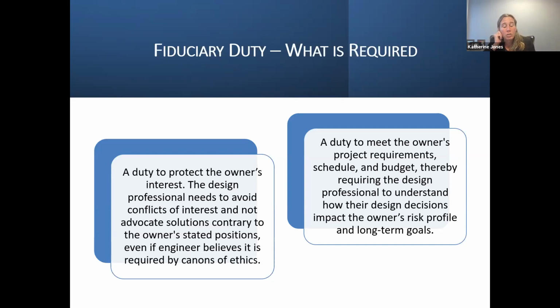Where you might get into some potential conflicts, maybe not, is when we get into green building, and we're going to talk about that in a slide or two. But what else is required by a fiduciary duty? You have to meet the owner's project requirements, their schedule and budget, and therefore you have to really understand how design decisions impact the owner's risk profile and long-term goals.